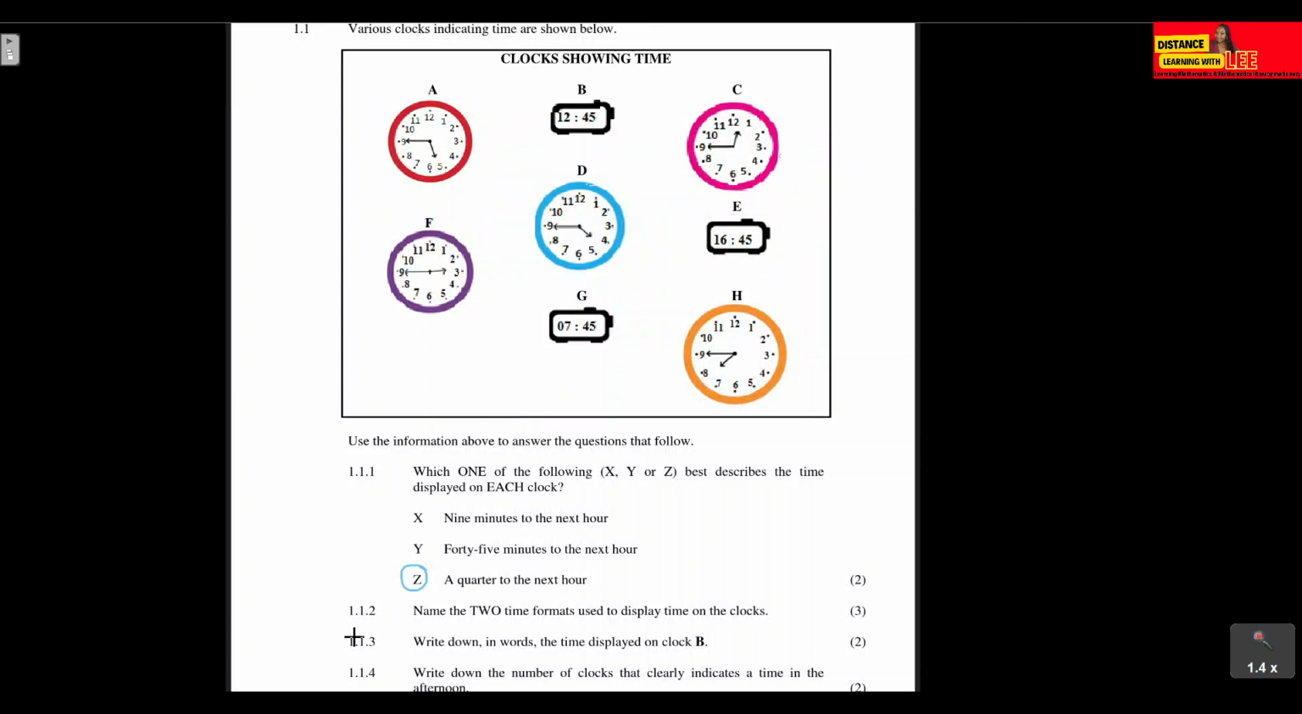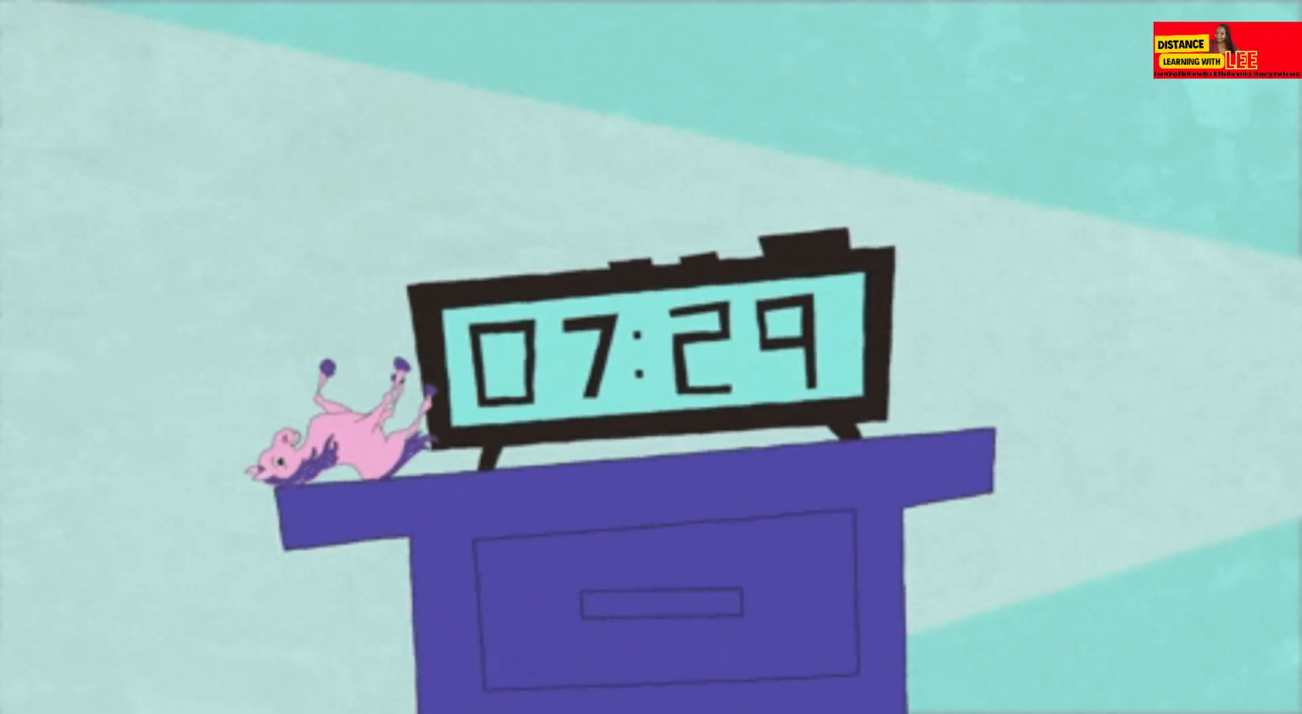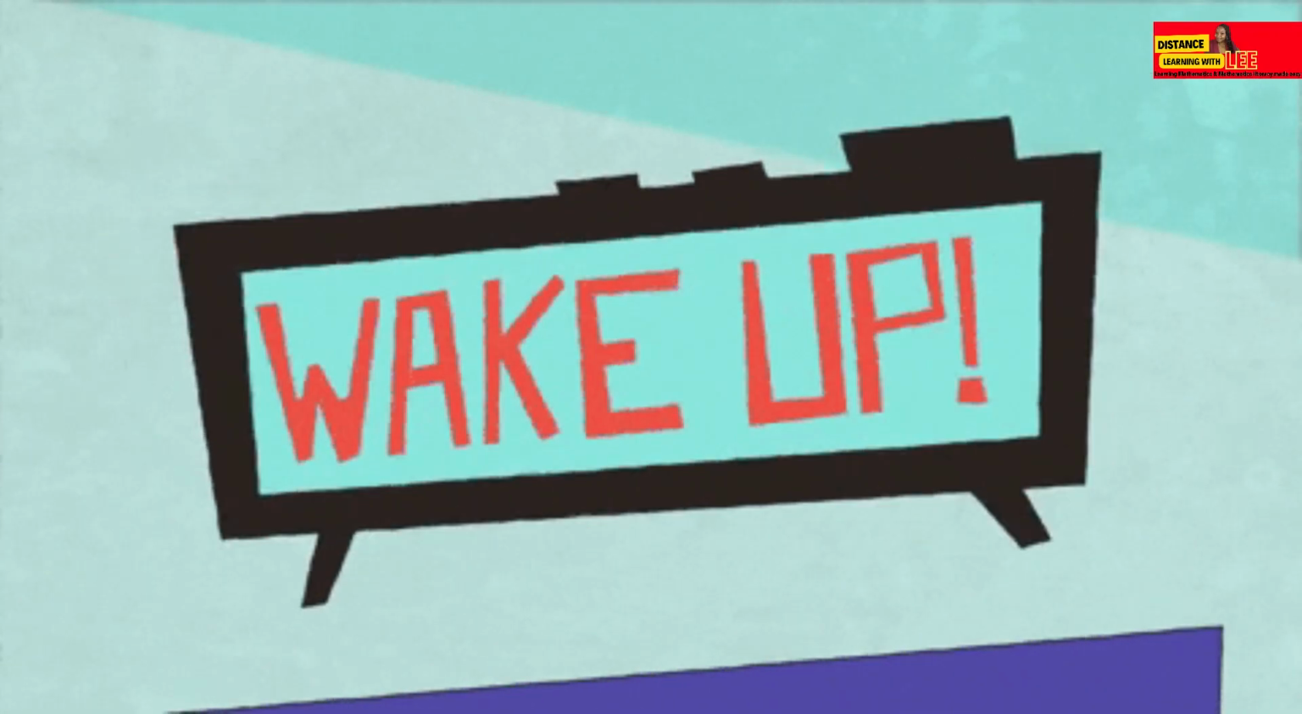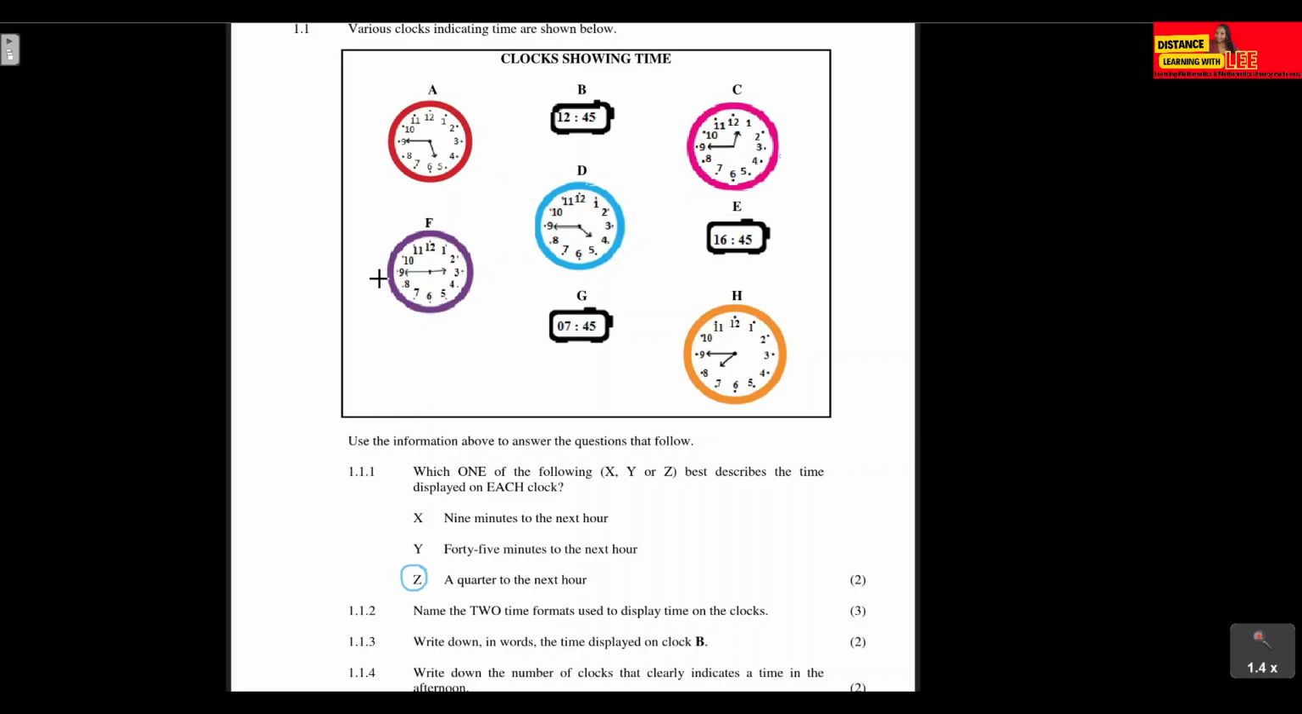Question 1.1.2: name the 2 time formats used to display time on these clocks. When I did the intro to this question, I mentioned that we've got different clocks here, and all these different clocks are showing time. The clocks that are highlighted in black are digital clocks, and the colorful clocks that are in a circle are analog clocks.